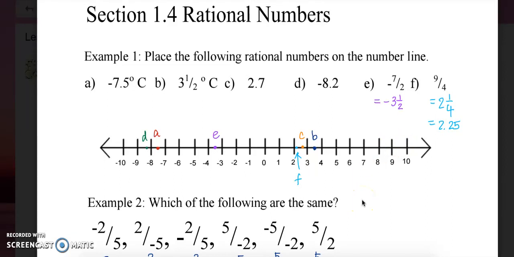Hello, we are going to go over lesson 1.4, rational numbers, for the grade 9 academic course here.